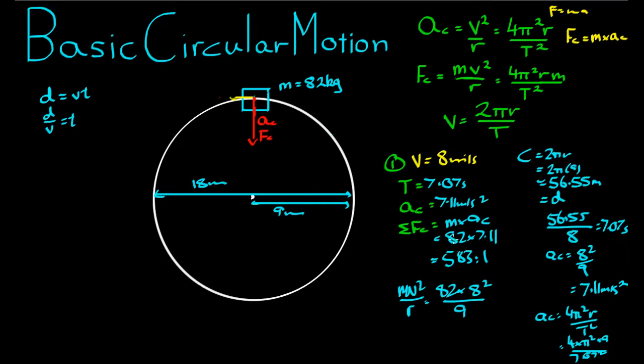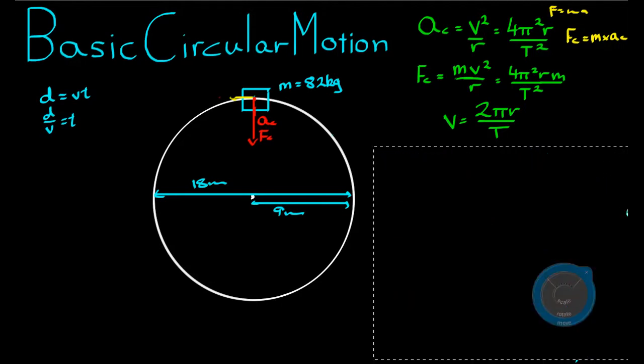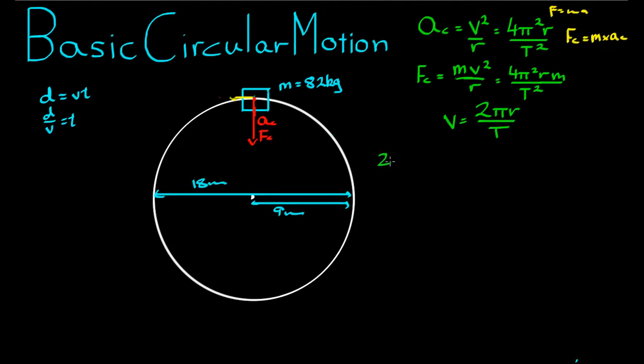Let's solve this question now, assuming we weren't given the velocity and we were just given the period. The period is equal to 12 seconds. And again, we'll say, what is centripetal acceleration? What is the net force? And what is the velocity?